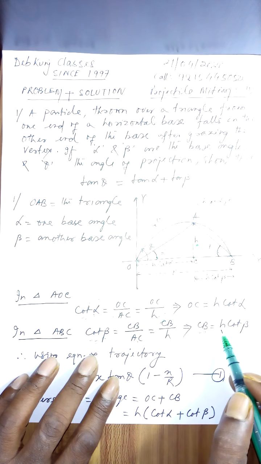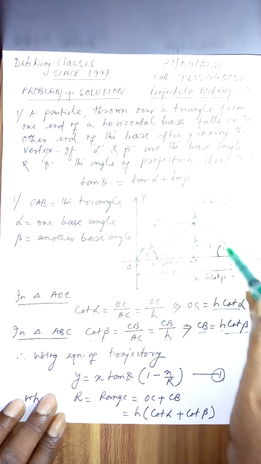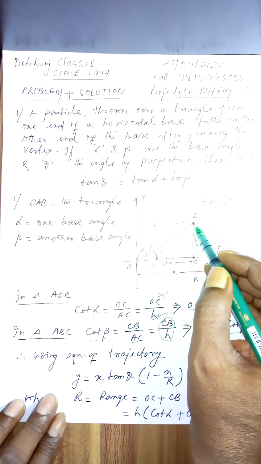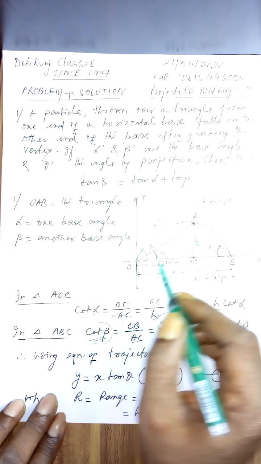Now since this point is a point on the trajectory, it has coordinates, the coordinates of point A. This is the x value, this is the y value. So x is equal to h cot alpha and y is equal to h. So these are the coordinates. This part is x and this part is y.